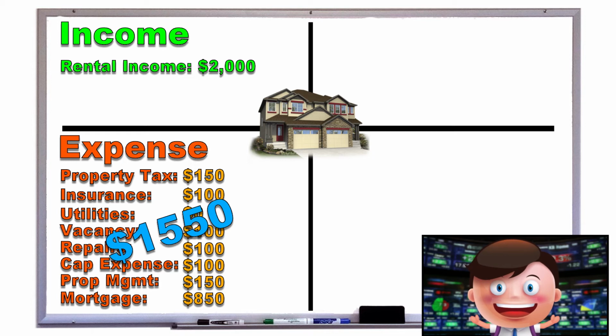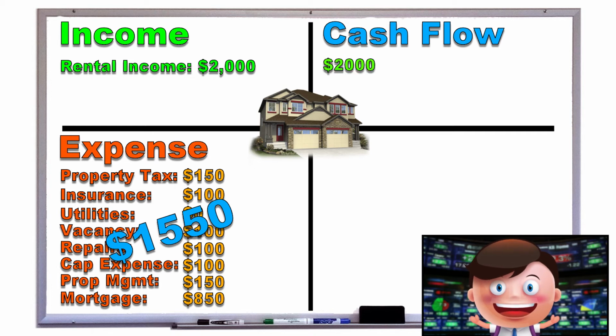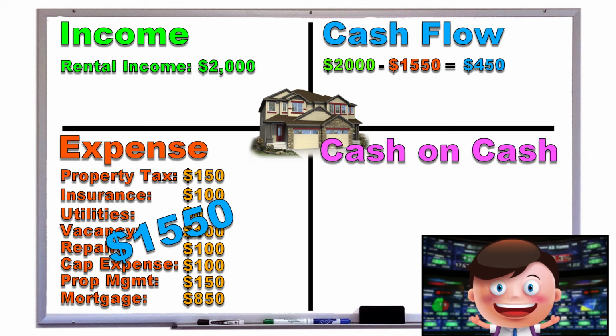The third quadrant is the cash flow quadrant. This one is easy. You take your gross rental income, which is $2,000, subtract the total expense of $1,550. That gives you a monthly cash flow of $450. Is this good or bad? Quadrant 4 can help with that. Quadrant 4 is cash-on-cash return on investment.